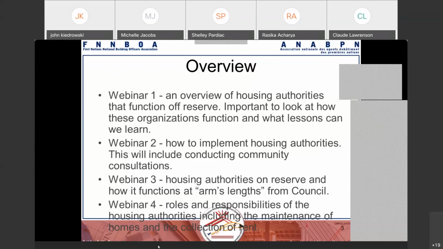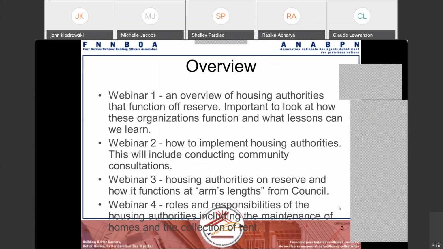The third one is probably the most important one. It's how do you achieve arm's length relationships from council? Basically, how do you stop the chief from calling the housing authority and saying, I need X or I need Y, or I want this person here or that person there, or deal with these issues. So we'll be talking about that in webinar 3. And then webinar 4 is the roles and responsibilities of housing authorities, and the collection of rent or user fees and how they are used to sustain revenues for housing authorities.